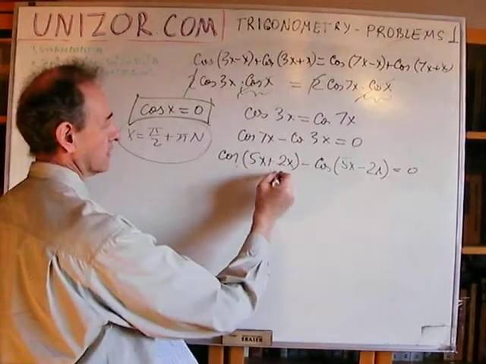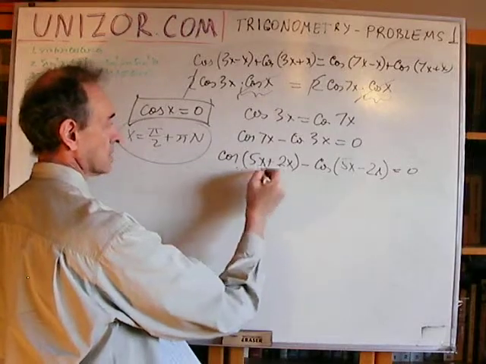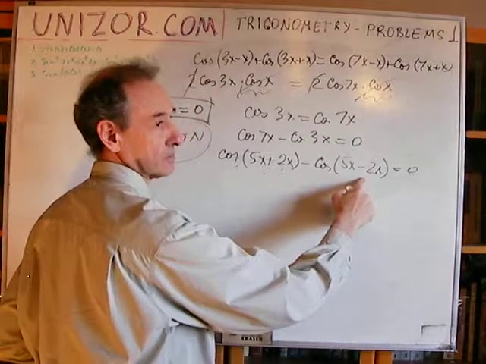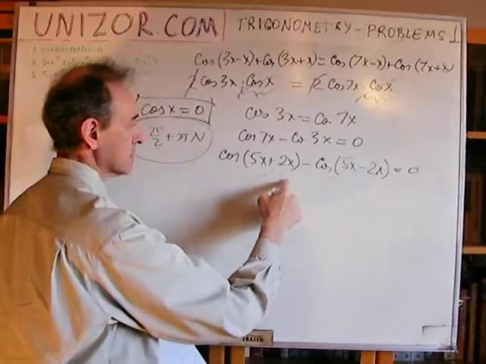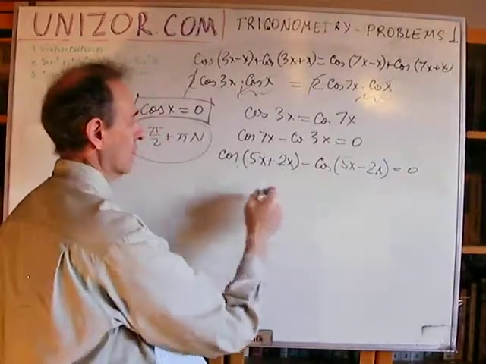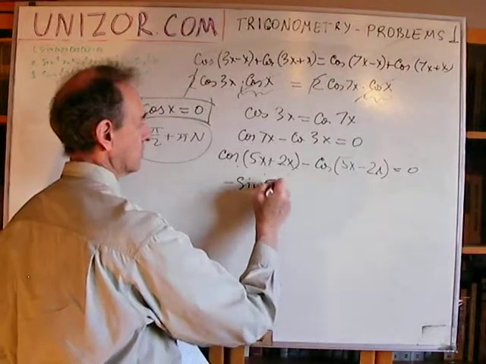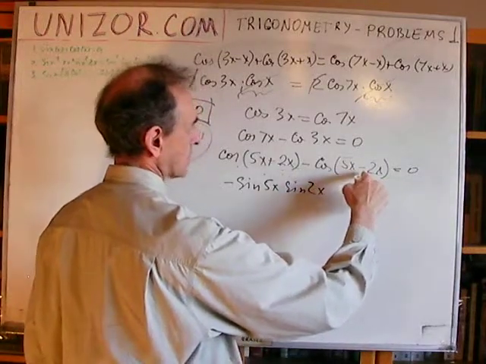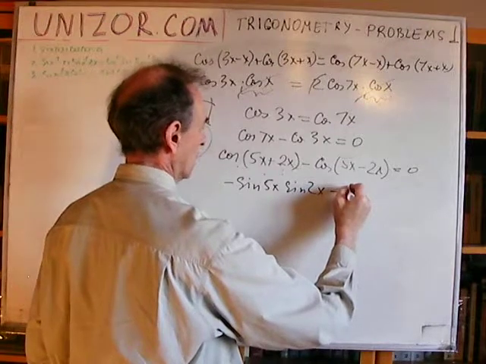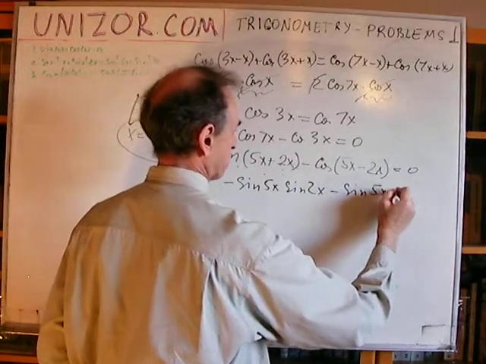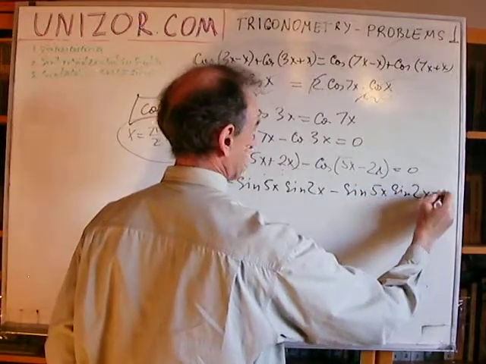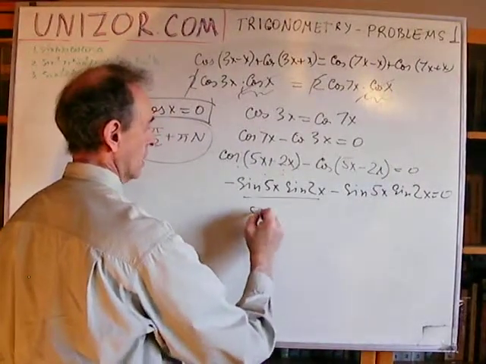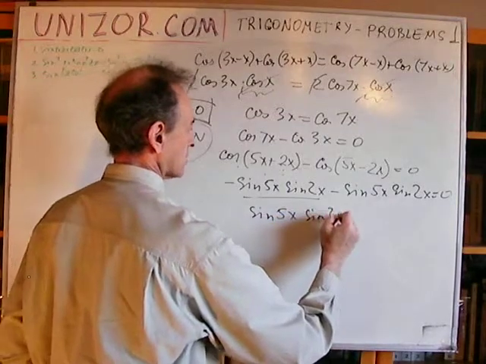Now this is cosine times cosine minus sine sine. This is cosine cosine plus sine sine. Right? So the cosine will be reduced and the sines will remain. So I will have from here minus sine 5x sine 2x, and from here this would be the plus, so this minus, so it will be minus again. The same thing. Now they are identical, so basically the solution is sine 5x sine 2x equals 0.